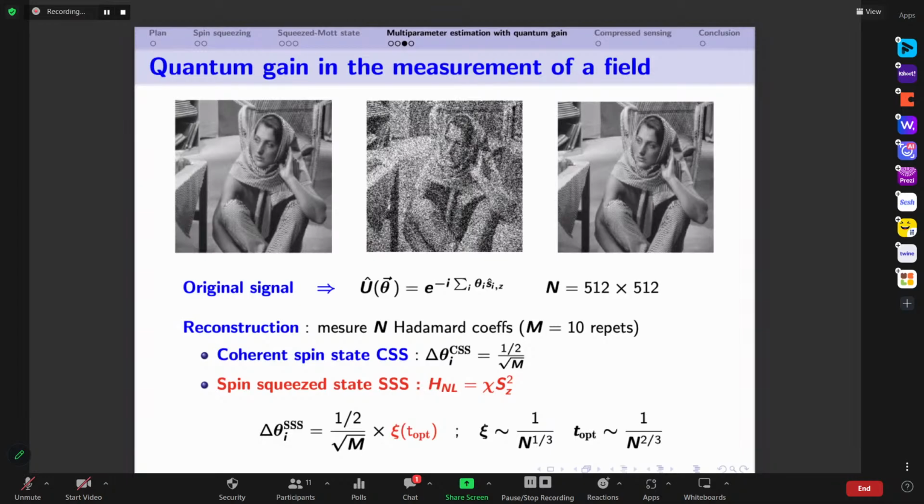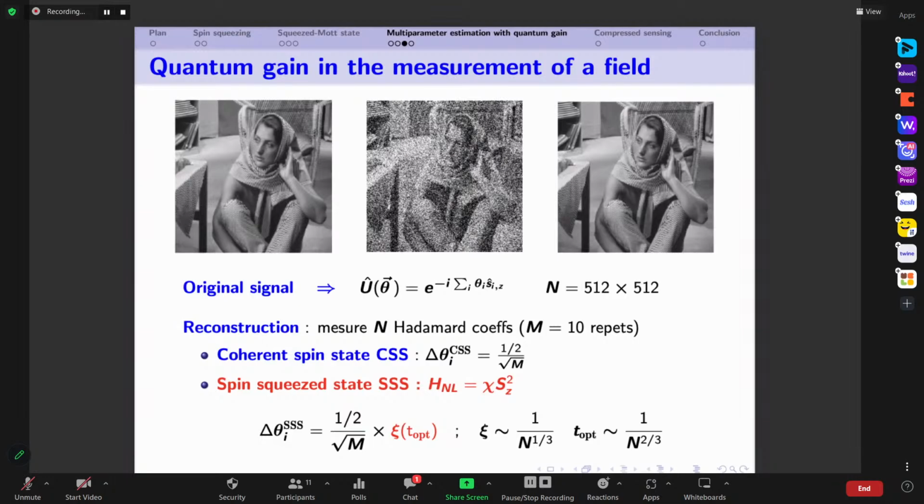I repeat the measurements 10 times. That is, I have to measure each of the Hadamard coefficients. Here they are 512 square. I measure each of them 10 times, and then I reconstruct the image by inverse Hadamard transformation.